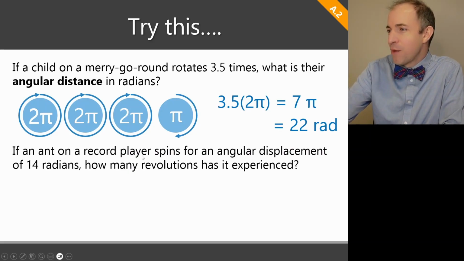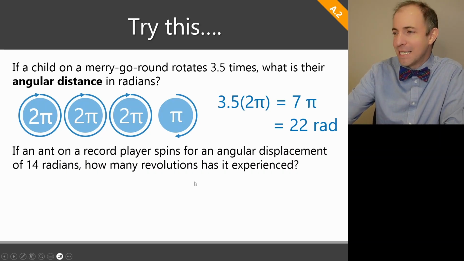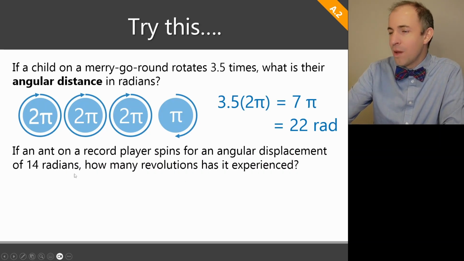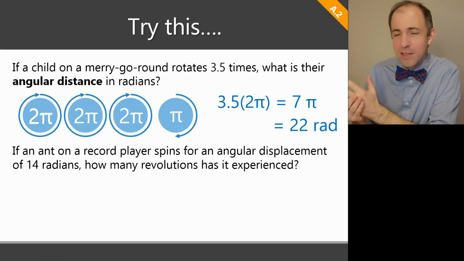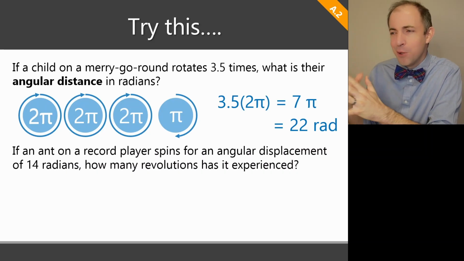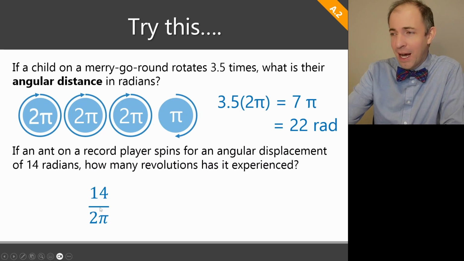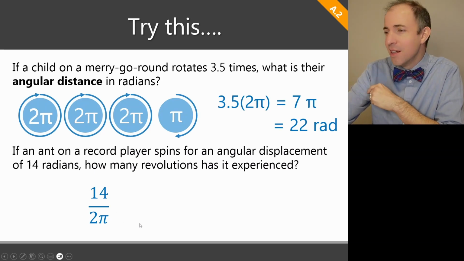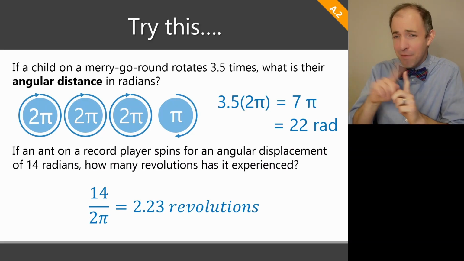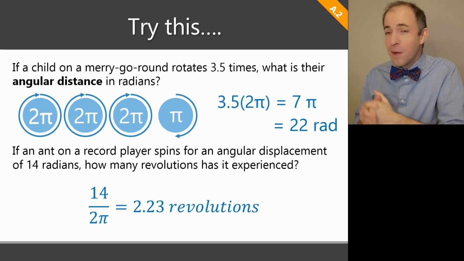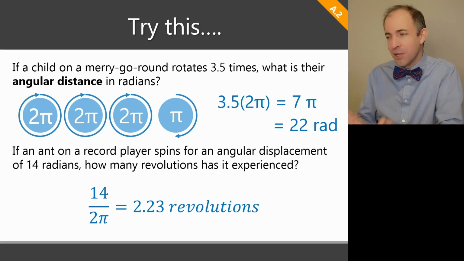All right, if an ant is on a record player and spins for an angular displacement, or probably better stated as an angular distance, of 14 radians, how many revolutions has it experienced? Well, that 14 radians is larger than 6.28, so it's more than one circle. It's probably around 2 circles because it's about twice 6.28. I take 14 divided by 2 pi, the amount of radians for one circle, and I can figure out it is a little bit over 2. It's 2.23 revolutions to make it 14 radians. Okay, so we can measure how far you've gone in a circle. Instead of revolutions, we can talk about it in terms of radians.